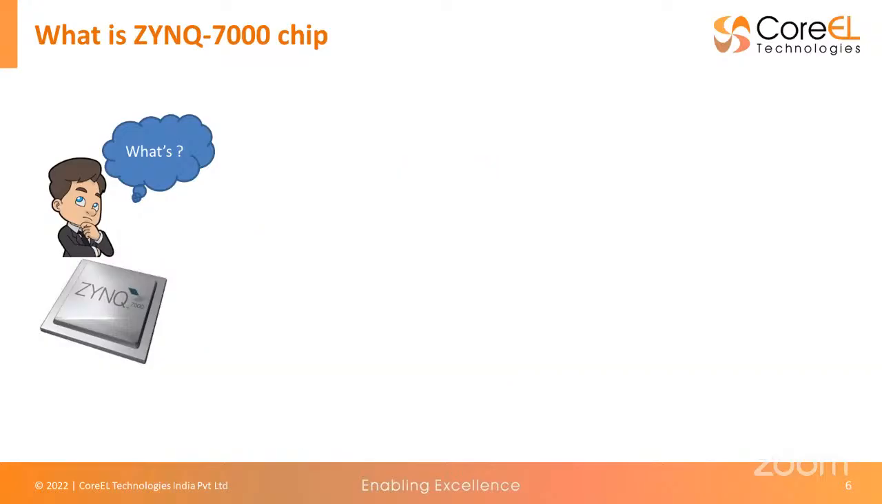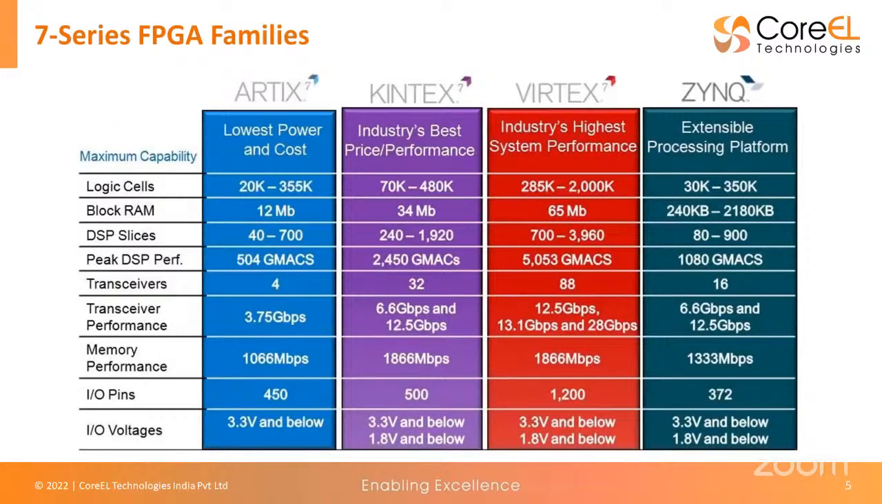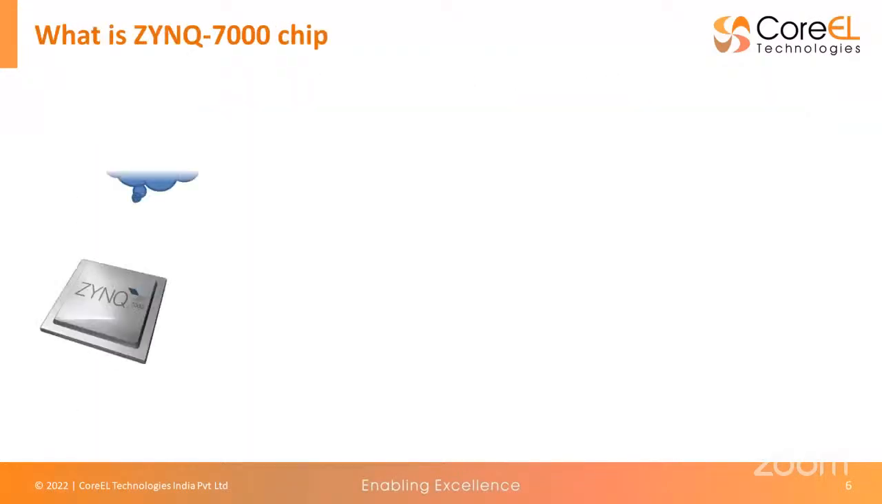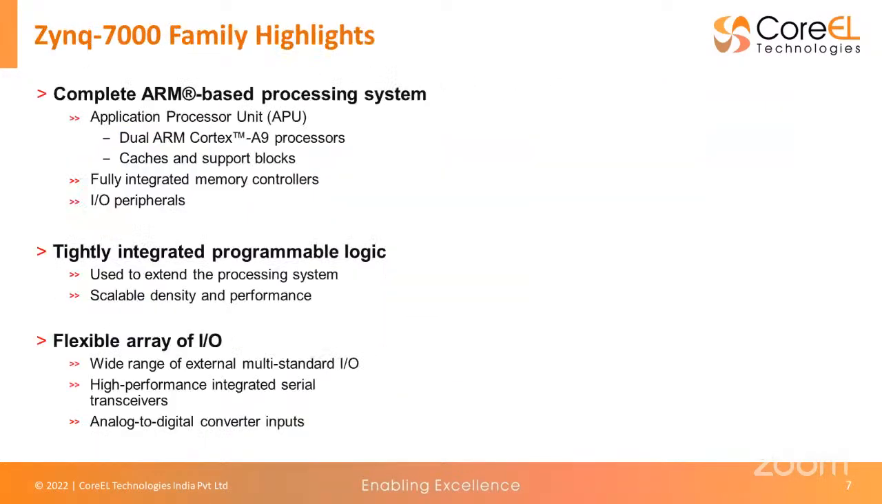Going back to the previous slide, when we talk about Artix, Kintex, and Virtex, you'll be able to see the differentiation between the transceiver speeds and the performance outputs. When we talk about Spartan and Artix, you have a low IO count, using high voltages. But when we talk about the Virtex chips, you have a much larger number of IO pins with low voltage specifications.